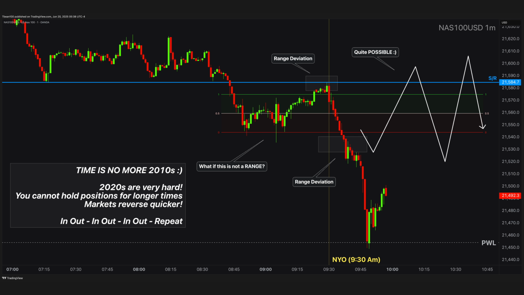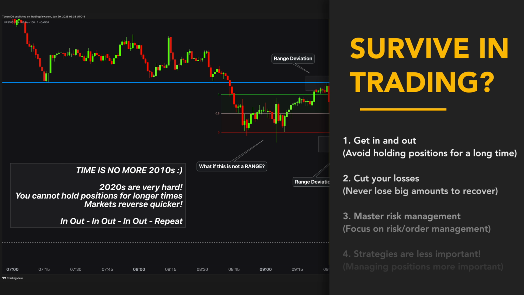Trading has become much harder in recent years. Everything is extremely unpredictable in the short term, especially for day traders. You cannot just hold positions for a long time anymore unless you're a swing trader with much higher time frames. Do you want to survive in day trading? Get in and out as soon as possible. Cut your losses. Never lose big money.